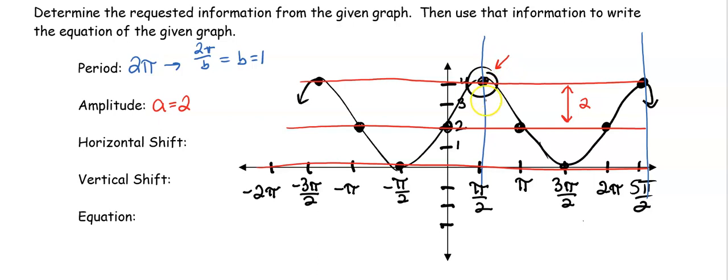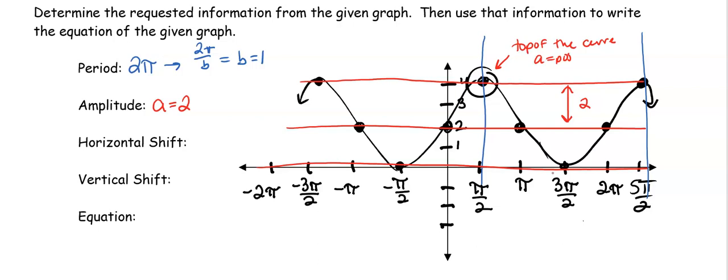I circled the starting point. Circling the starting point is so important. This tells me that I'm starting at the top of my wave, the top of the curve, which is why my a value is positive. Now, if I had started down here and this point had been circled, I would have started at the bottom of the wave, making it a negative graph.